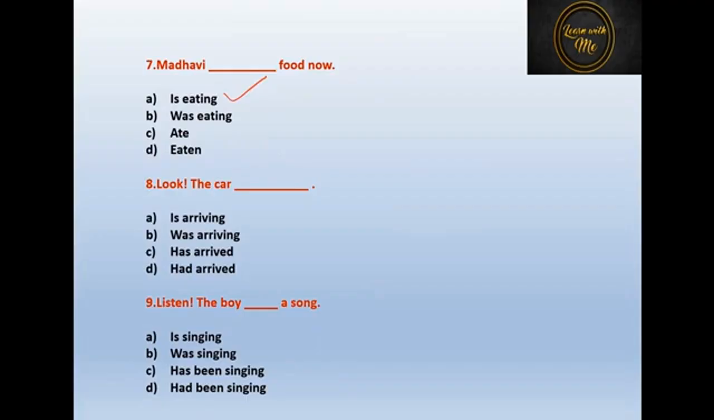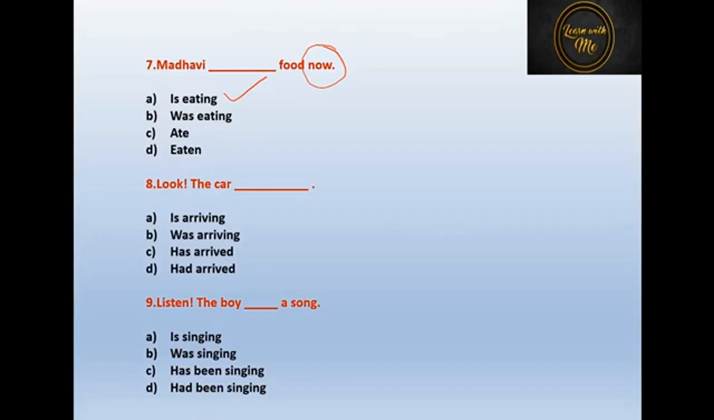Why it is correct? You know what is present continuous and when it will be used. You will use present continuous when an action that is going on. She is watching TV now. He is dancing on the floor now. They are playing cricket now. If you observe in the competitive examinations, especially for the present continuous, you can see the keyword now. So Madhavi is eating food now.